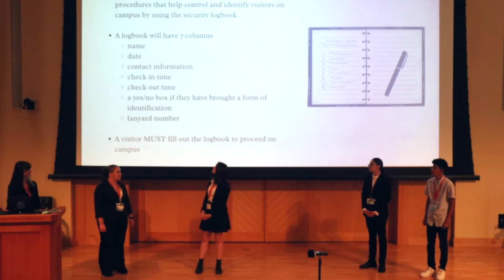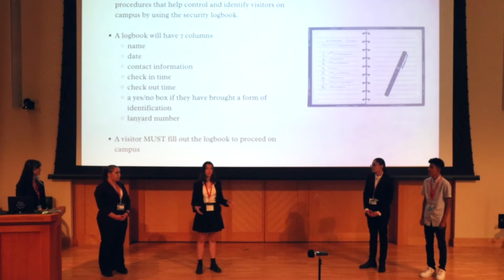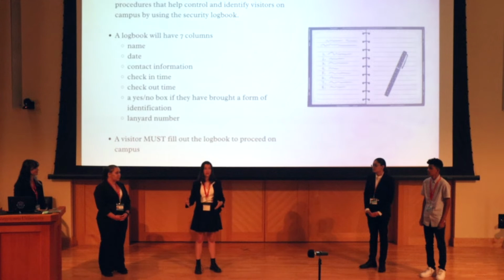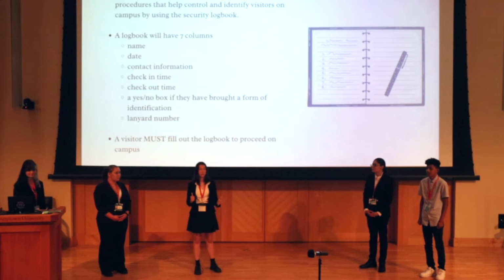All right, policy 4, the logbook. The Yobe State University already has multiple policies and procedures in place to check in visitors. The logbook would serve as a medium for identifying visitors and having their contact information. The logbook has 7 components: name, date when they entered, contact information, check-in time, check-out time, a yes/no box listing if they have a form of identification and what that form of identification is, and lanyard number.